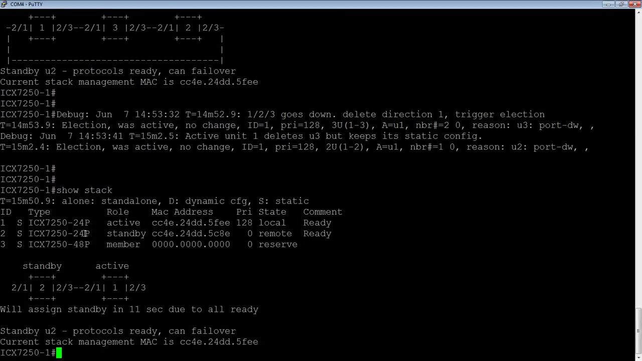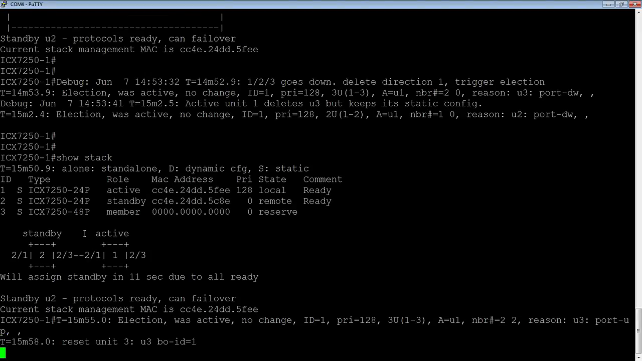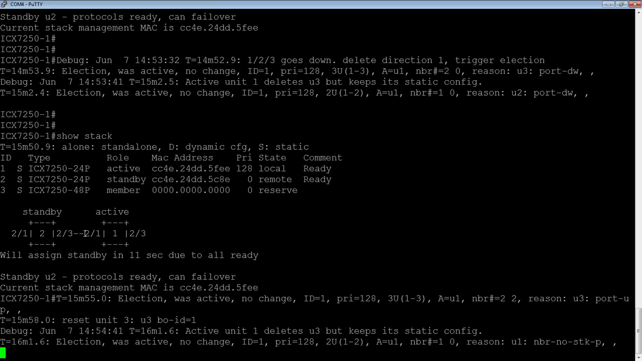Now you see that the third unit here is in a reserve state at the moment, so it's missing, right? It's timed out, but it's reserved or preserved its configuration. Okay, so when the new unit comes up, assuming it's exactly the same hardware, it's going to take over the same configuration as the previous unit.